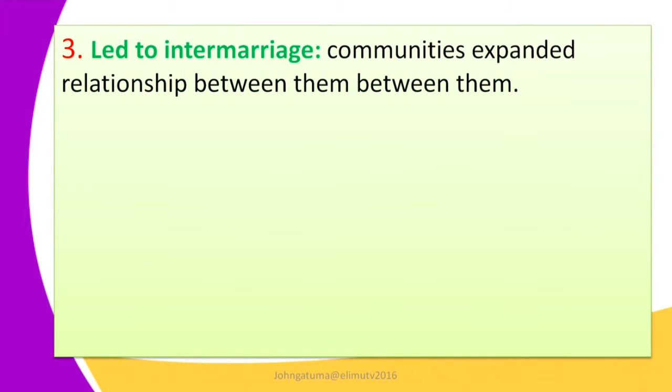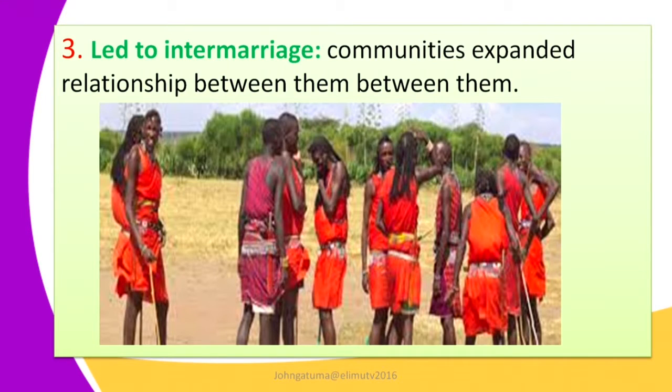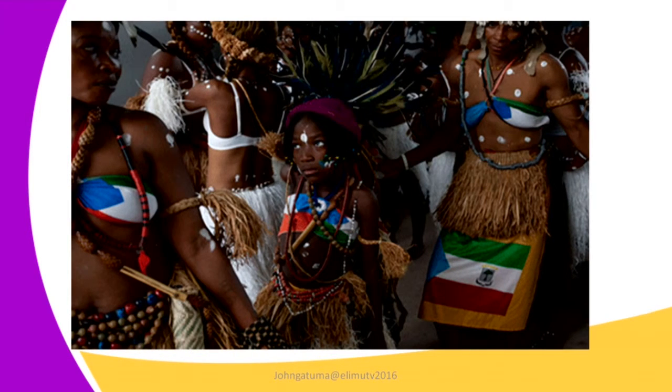Another effect, or rather impact, it led to intermarriages. So communities expanded the relationship between them. They exchanged and expanded the relationship among them. So you see a good example in my illustration. You see this community. This community has spread, or rather expanded. They got to marry one another. So therefore, this one was a result of the local trade.